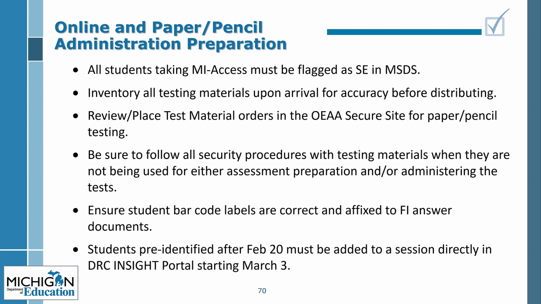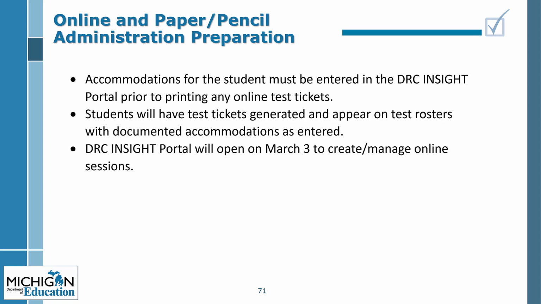Students pre-identified after February 20th must be added to a session directly in the DRC Insight portal starting on March 3rd. Enter all accommodations for students in the DRC portal prior to printing test tickets. Students will have test tickets generated and appear on tested rosters with documented accommodations and supports. The DRC Insight portal will open March 3rd to create and manage all online test sessions.